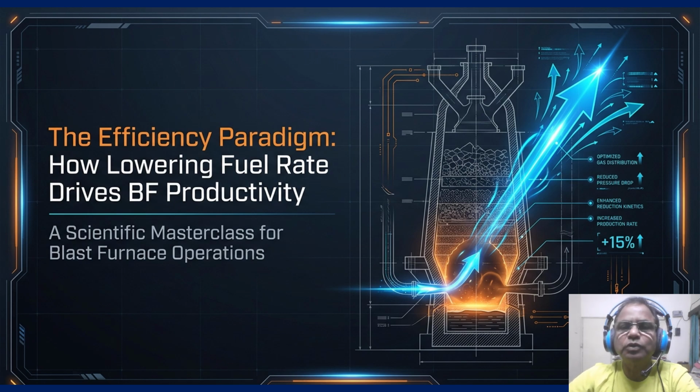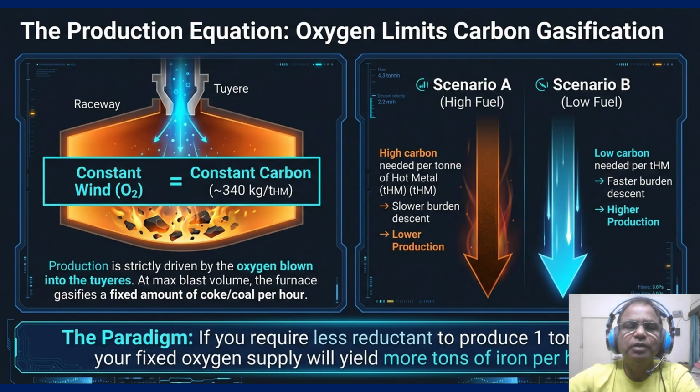So, coming to the production equation. In the raceway, the physics are absolute. Look at the central graphic: constant wind. At any given max blast volume, the furnace can only gasify a fixed amount of carbon, roughly 340 kg per ton of hot metal. Now follow the contrast between scenario A and B on the right.